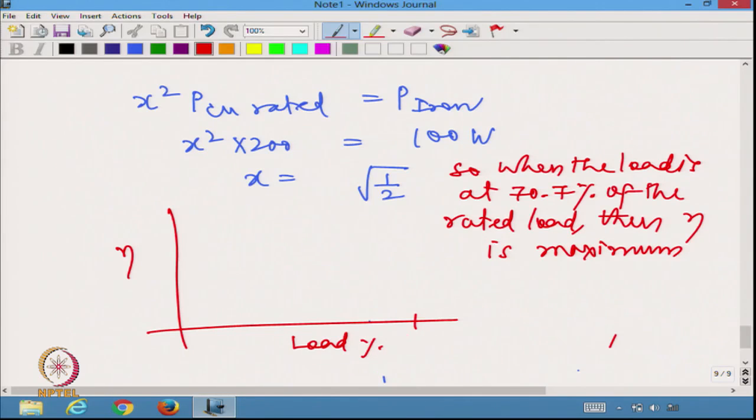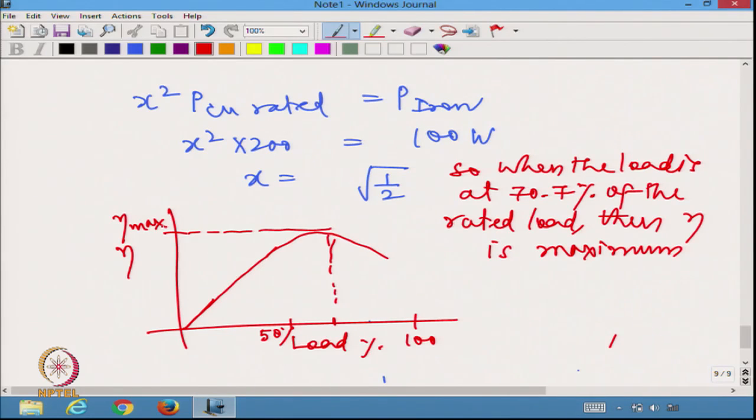So, let us say this is 100%, this is 50%, so 70 lies somewhere here. So, the efficiency will start with 0 and it will reach maximum around this condition, and then it will start falling again. So, this is the maximum efficiency. This is what we mean by the maximum efficiency condition of a transformer.